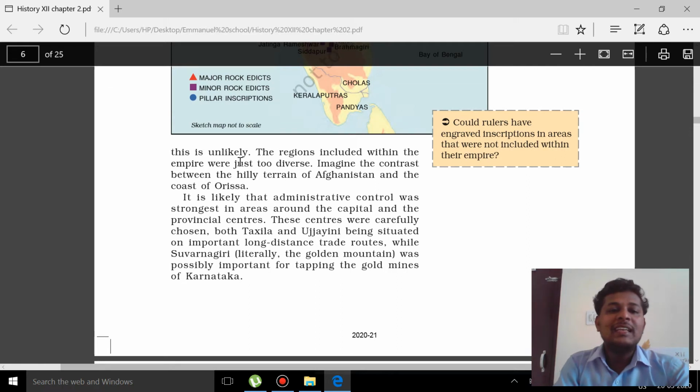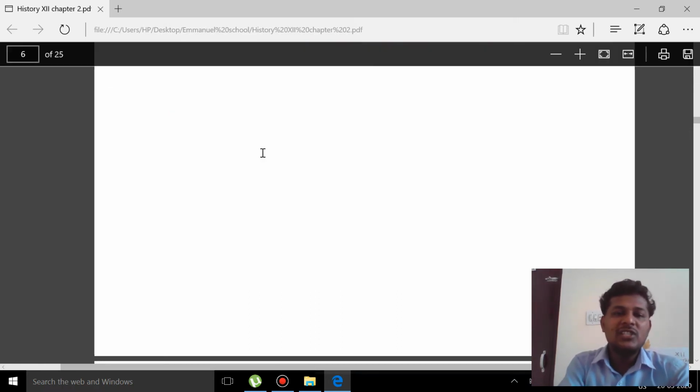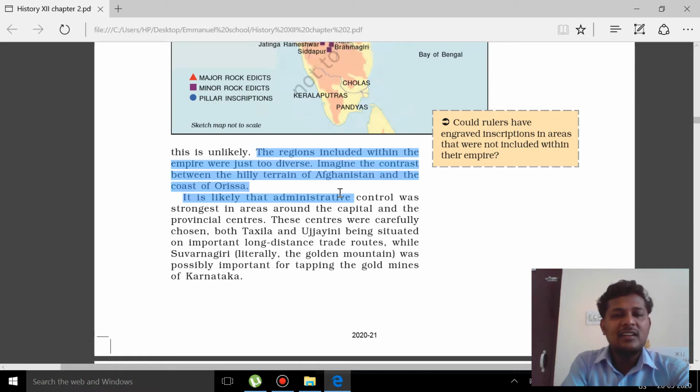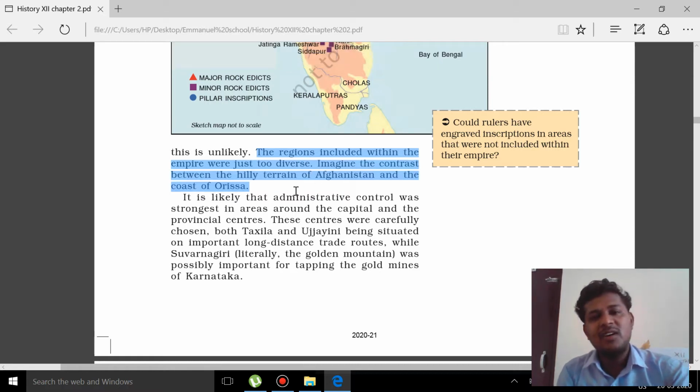But this is unlikely. Uniform administration everywhere cannot be. Why? Because the regions included were very diverse: some regions are hilly terrain, some are plain, and some are coastal areas. There you cannot have the very same administrative policy. You need to change your policies. So this is very, very unlikely. The historians have come to this realization.